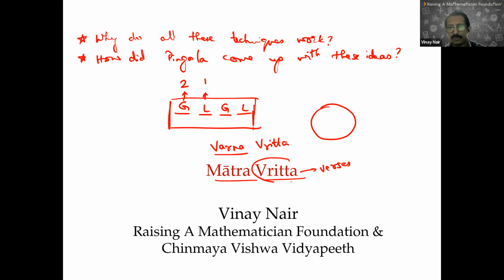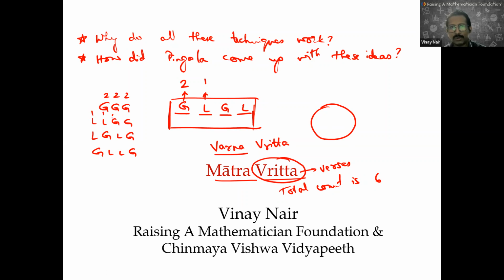Okay, so we are giving some value and we are trying to find, if we want to write a Vritta whose total count is 6, then in how many ways can we do it? You can write a GGG, or you can write an LLGG, or you can write an LGLG, or you can write a GLLG, right? Because this is 2, 2, 2, 1, 1, 2, 2, 1, 2, 1, 2.